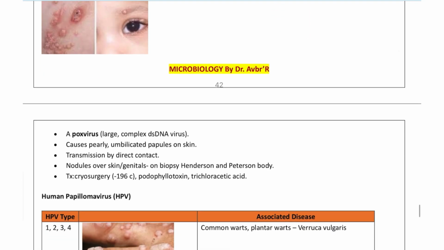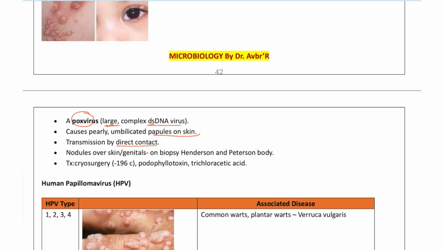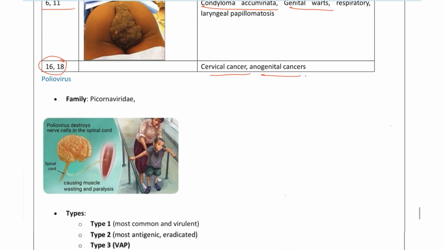Molluscum contagiosum. This is also a pox virus, very large among all the viruses, a double-stranded DNA virus, and it can cause pearly, umbilicated papules on the skin, which are commonly seen. It spreads by direct contact and can also be an STD in adults. And we already discussed that biopsy can show the Henderson-Paterson bodies. HPV types. Common warts are associated with types 1, 2, 3, 4, and 6 and 11 are associated with condyloma acuminata, genital warts. 16 and 18 are associated with cervical cancer and anogenital cancers.